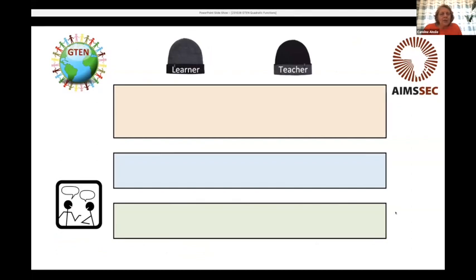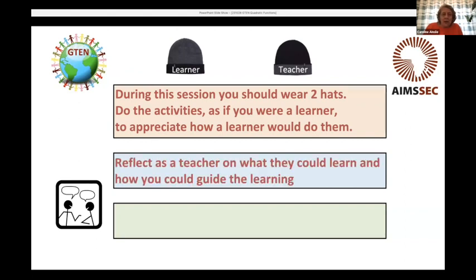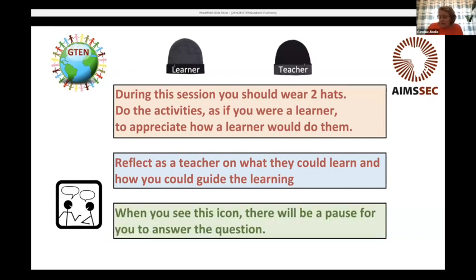As with all our sessions, during this session, we'd like you to think about wearing 2 hats. One is do the activities as though you were a learner, as though you were one of your learners. Think about how your learners would do them and what problems they might encounter or what questions they might have. But also reflect as a teacher on what they could learn and how you can guide their learning.